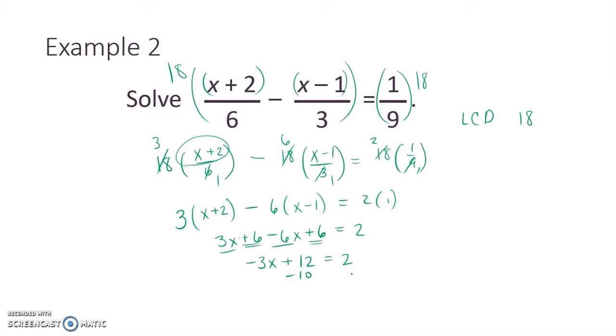So we have subtract 10 from each side. Or, no, sorry, subtract 12 from each side. And we'll get a negative 10. Negative 3x equals negative 10. And then divide by negative 3 on each side. We end up with x equals, our negatives cancel out, so we end up with x equals 10 over 3.